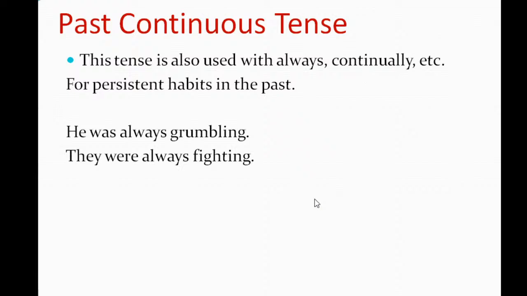But when we are talking about a past continuous tense, it is always used with always or continually. For example, he was always grumbling. हमेशा वो बड़बड़ाता रहता था. He was always grumbling. That means what? That was an event of the past in continuous form. They were always fighting. अभी नहीं चल रहा fighting. It used to happen earlier. And that was a habit कि उन लोग जब भी मिलते थे लड़ते थे. So they were always fighting. So these are past habits in continuous form.